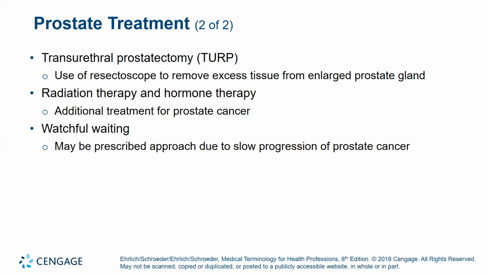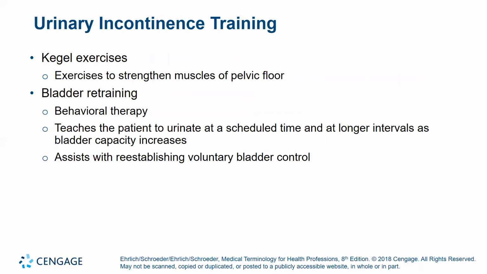Radiation therapy and hormone therapy. This is just additional treatment for the prostate gland. And then the last one they have is watchful waiting, maybe a prescribed approach due to slow progression of prostate disease. So you're just going to watch and wait. Some urinary incontinence training. So bladder training is behavioral therapy in which the patient learns to urinate on a schedule with increasingly longer time intervals as the bladder increases its capacity. So you can see that this is also some training that can be done, urinary incontinence training.